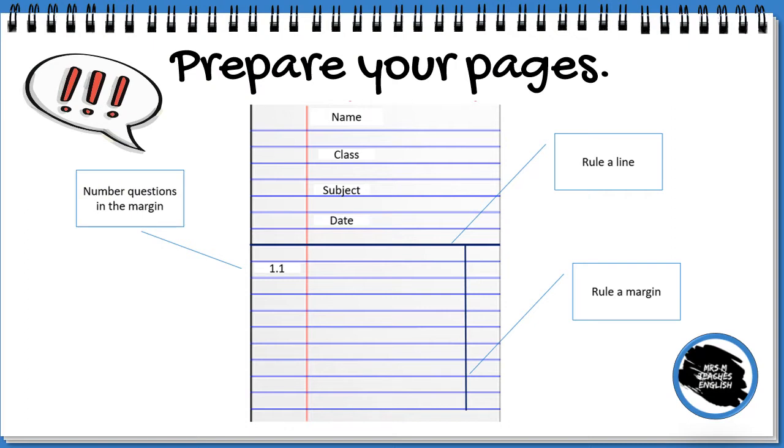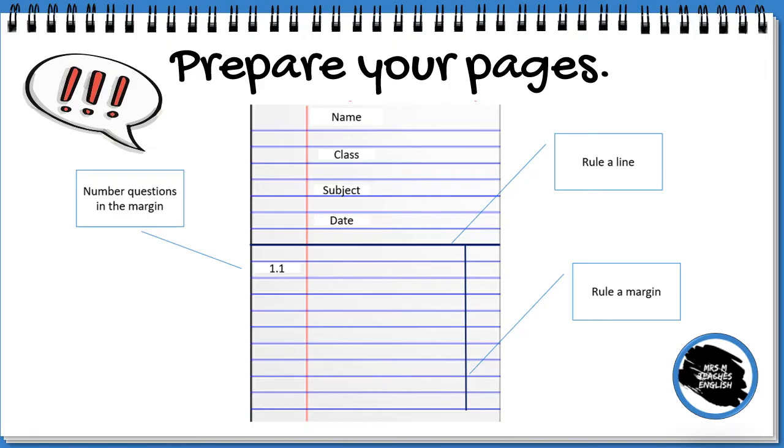Please spend time preparing your answer script. Write your name, class, the subject, which paper you're writing, and the date next to the left-hand margin. This gives me enough space to write your mark on the right-hand side, to write a comment, and for the moderator to sign your script.